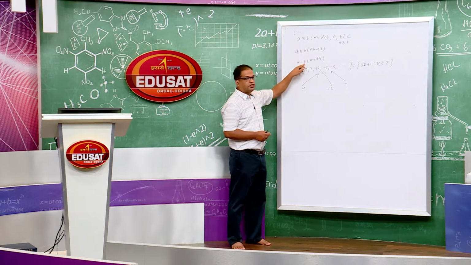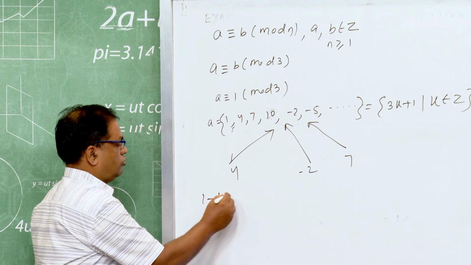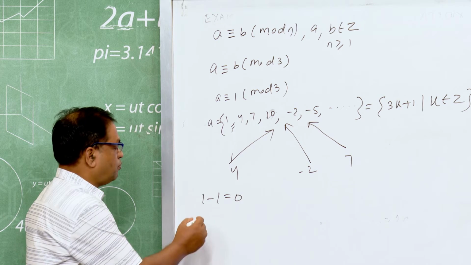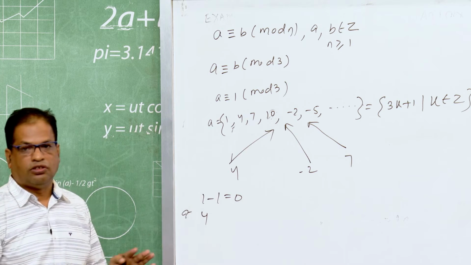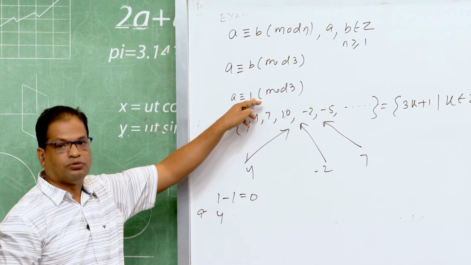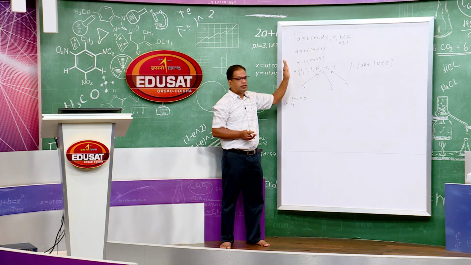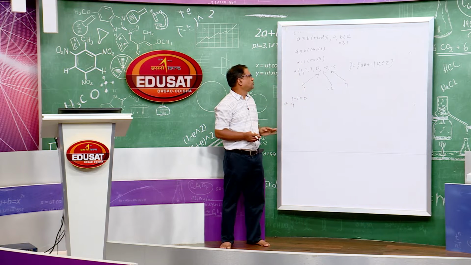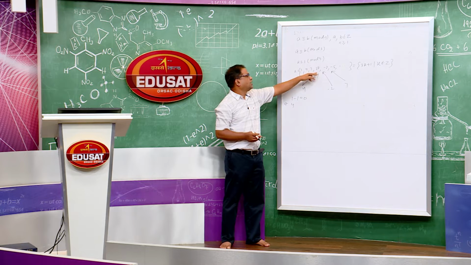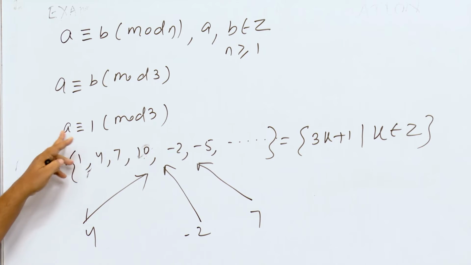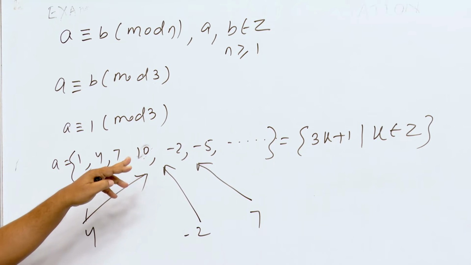So, what are the integers which are congruent to 1? Now, if you put 1 here, 1 minus 1 is 0. So, 0 is divisible by 3. If you put 4 in place of A, then 4 minus 1 is 3, that is also divisible by 3. Now, if you put 7, 7 minus 1 is 6, 6 is divisible by 3. If you put minus 2, minus 2 minus 1 is minus 3, also divisible by 3. So, actually A is congruent to 1, and 1 is congruent to an infinite set of integers. 1 is congruent to A and the values of A are infinite. So, 1 is congruent to 1, 4, 7, 10, minus 2, and so on.